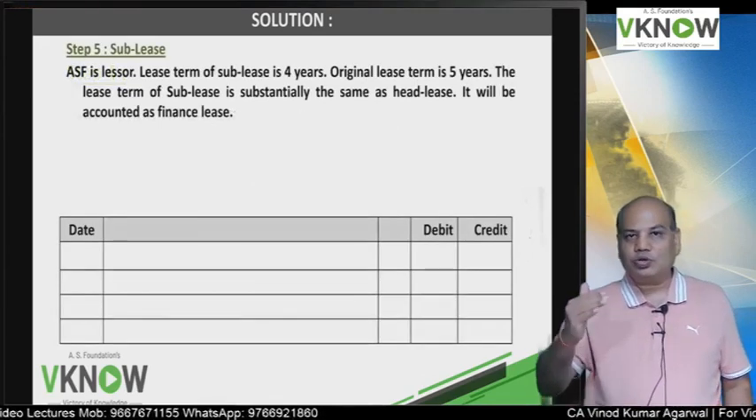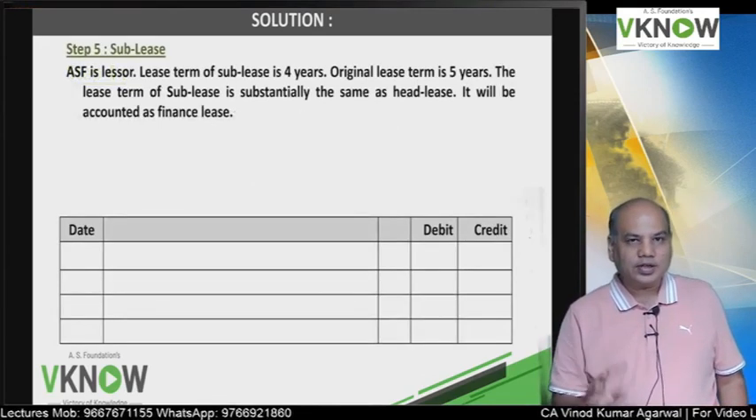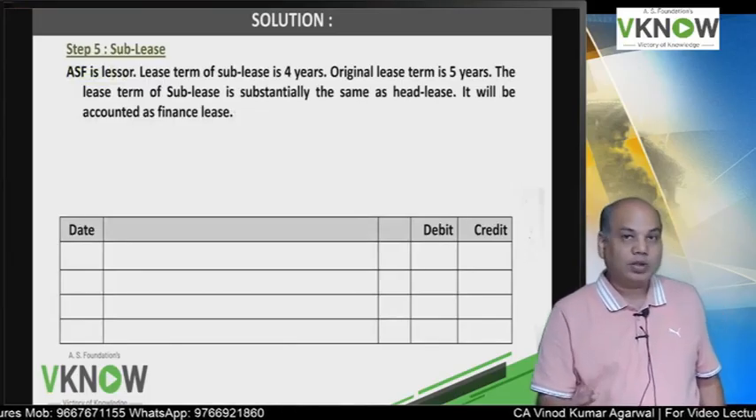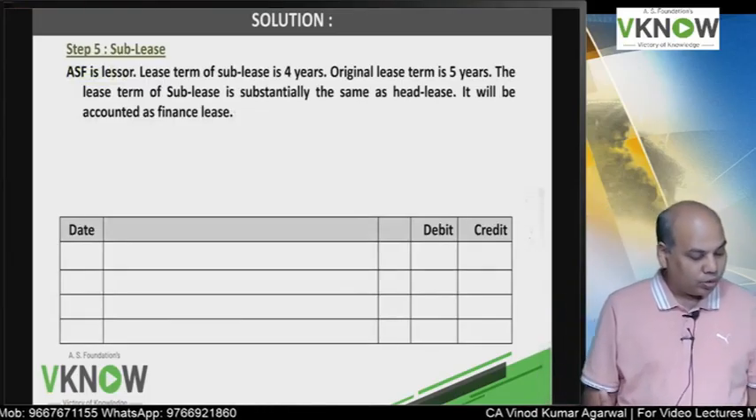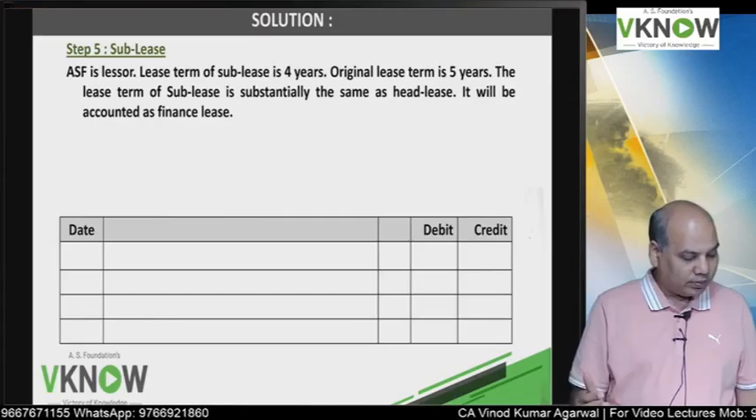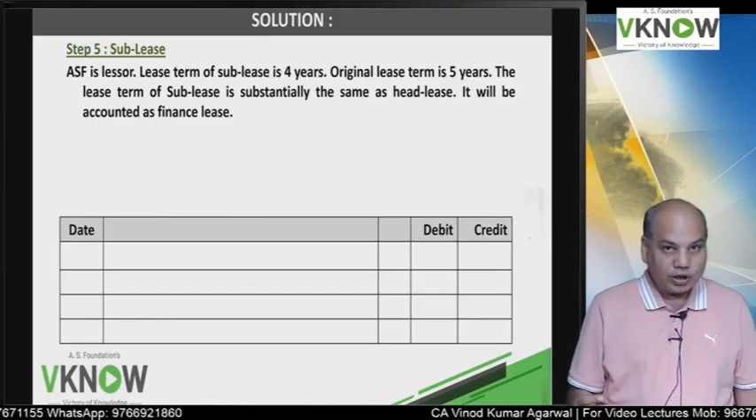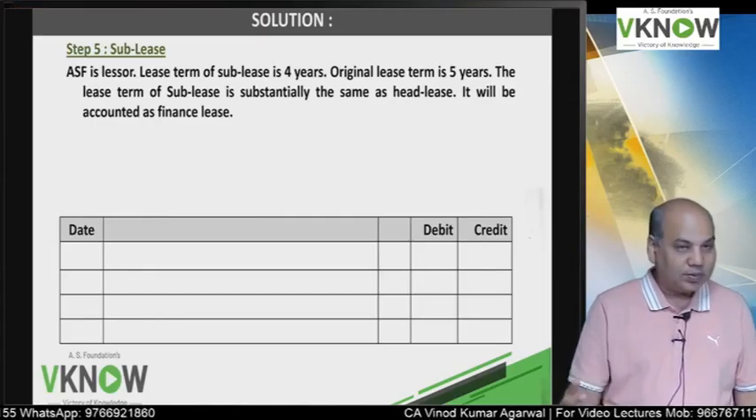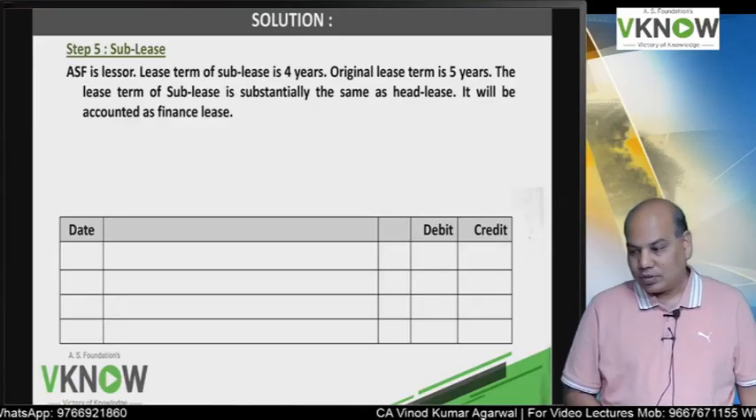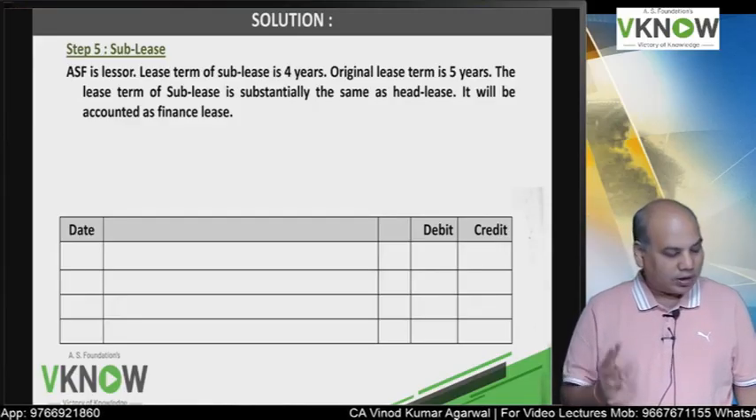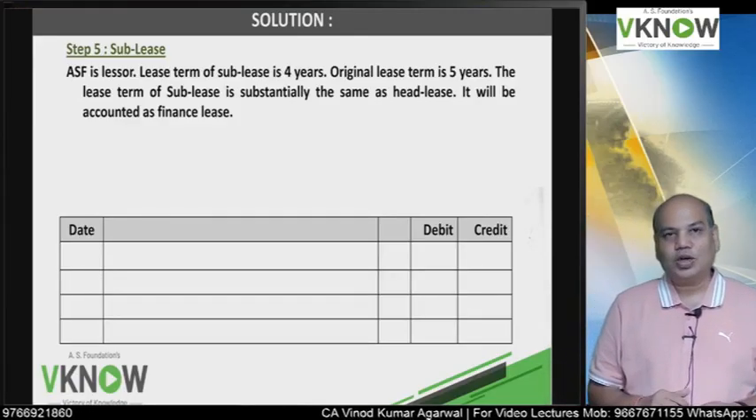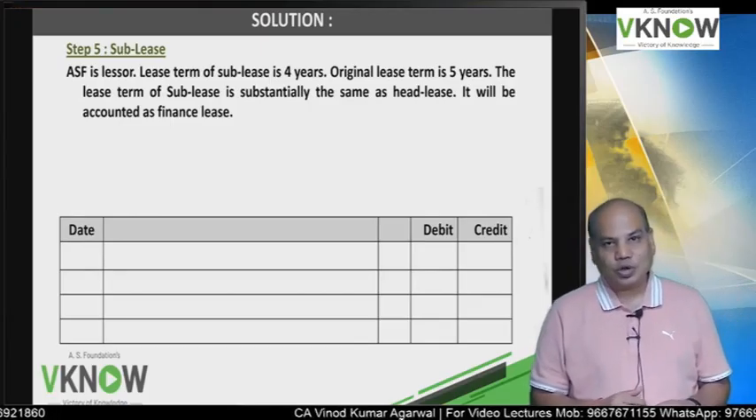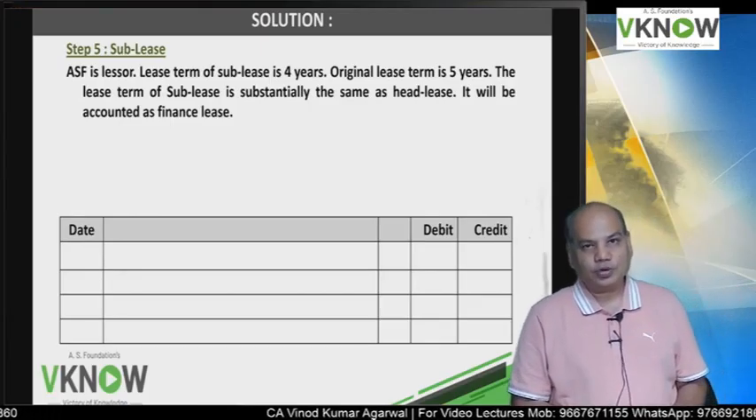So this is my story of year 1. Entries I have passed, balances I have written. But what happened at the beginning of year 2 on 1/4/2020? On 1/4/2020, ASF Limited subleases the machine for 4 years, and there are 3 cases. So accordingly we will have to solve. So I have written a note for you.